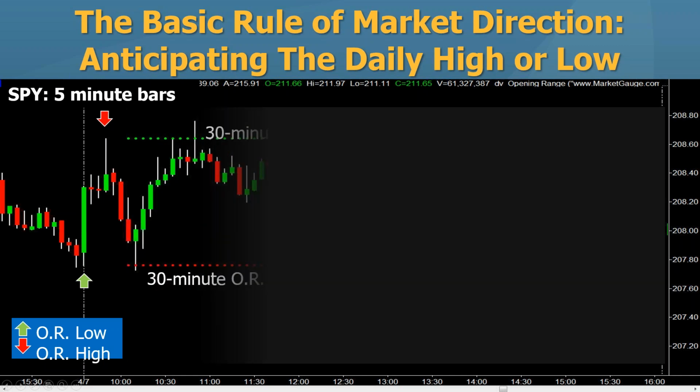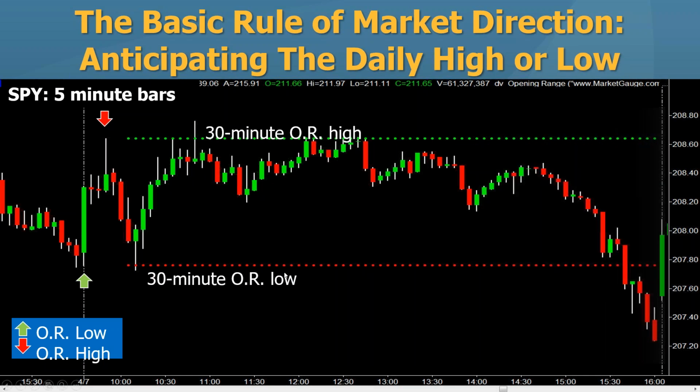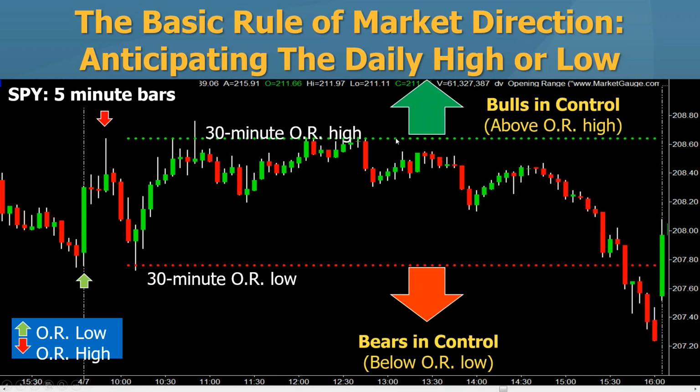Now, if we just illustrate this visually, we can put a green, my lines are green for the opening range high and red for the opening range low. And the basic rule of the opening range is that in the first 30 minutes, the market's just kind of adapting and adjusting to the overnight news. It's dealing with any reactions, and very typically the market will overreact to news.